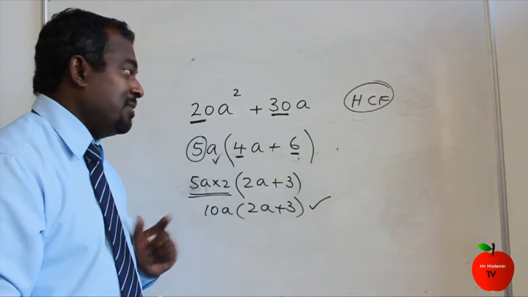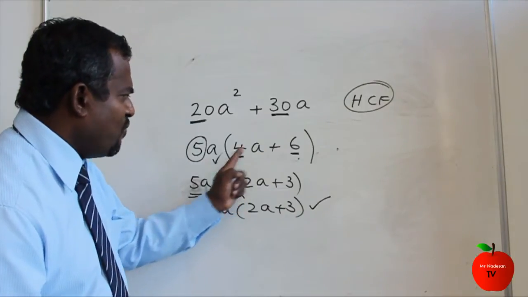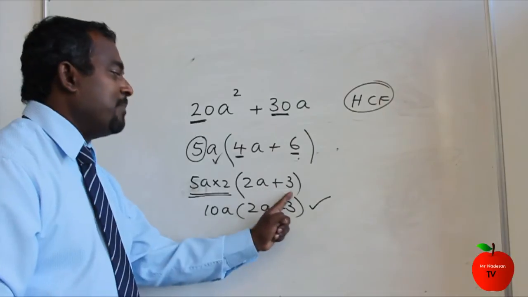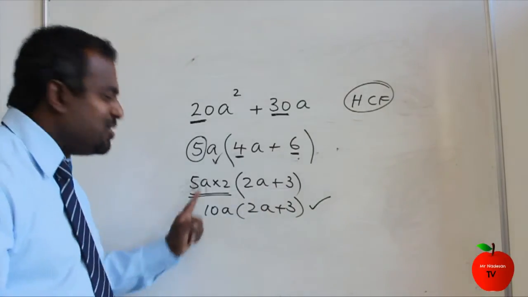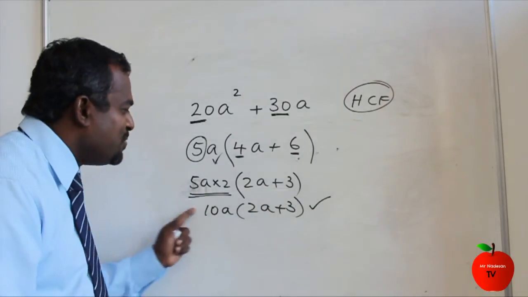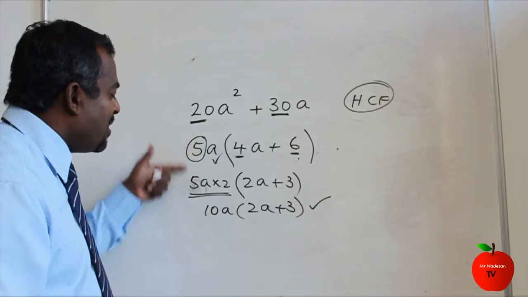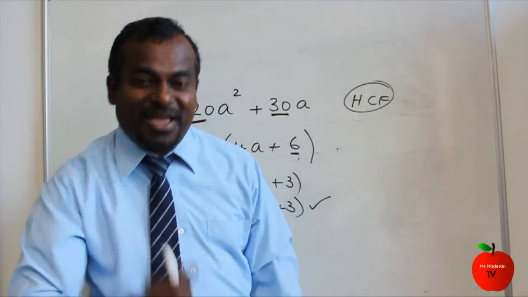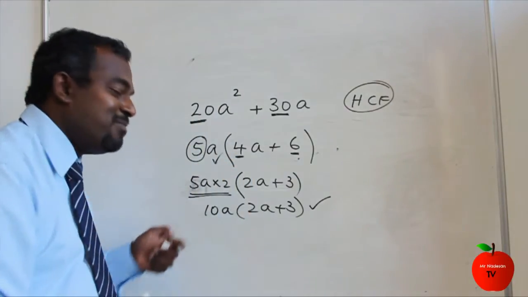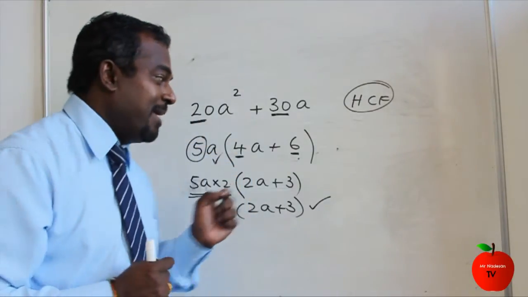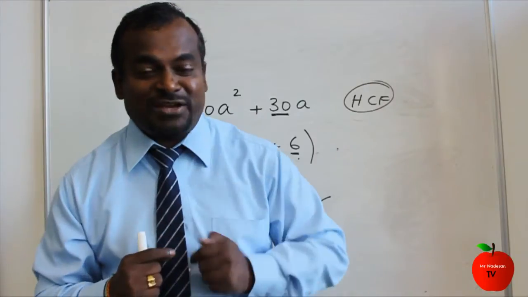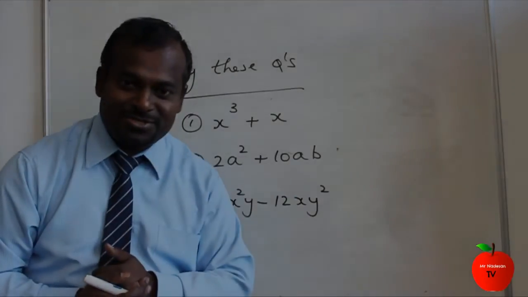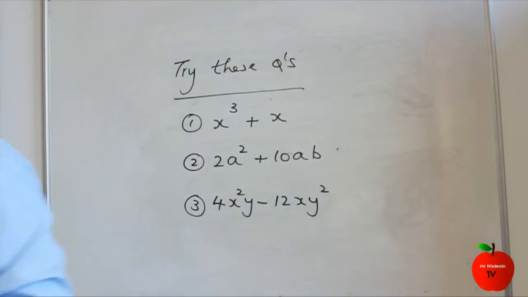Again, some people might do that. Oh yes, 4a plus 6. You can take the 2 common again. Then 2a plus 3. Then you are right. But you need more time. But how you can save your time? Instead of the one more step, if you know proper way how to find the highest common factor, you don't want to waste your time here. That's about this type of question, factorizing. So, try these questions. Off we go.